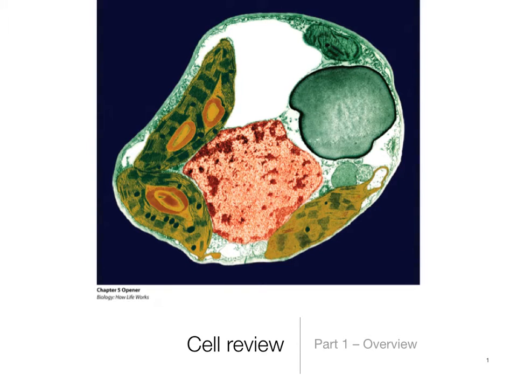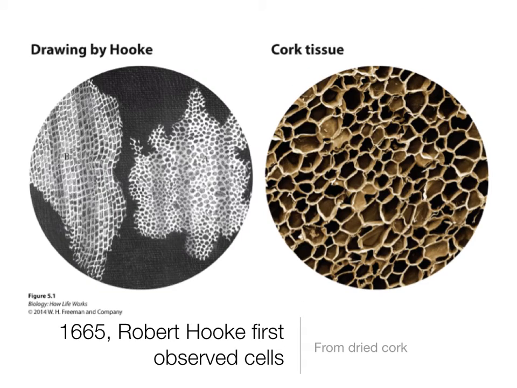Welcome to this short video, which is a review of cell structures. The first observation of cells was conducted by Robert Hooke, and this was done on dried cork. Using a rudimentary microscope, he was able to observe little compartments. Because they looked like monks' cells, he described them like that. So he was the first to give the name cells.